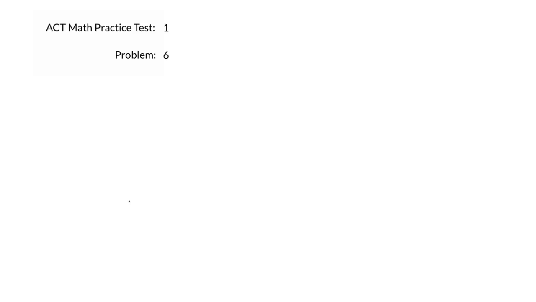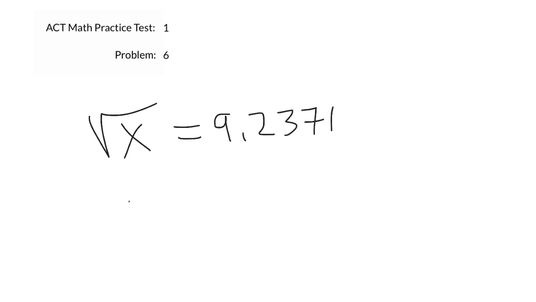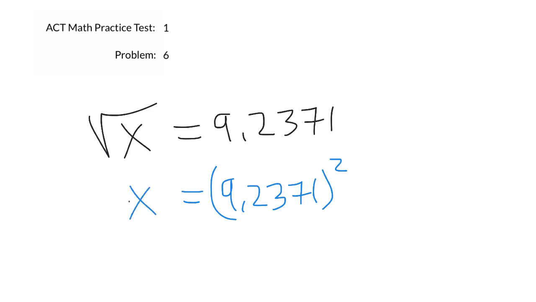Now, apparently, we took the square root of some number, we'll call it x, and we ended up with 9.2371. So it then stands to be the case that 9.2371 squared gives you x, right? In the exact same way that the square root of 25 equals 5, and therefore we know for a fact that 5 squared must therefore equal 25. Okay, so if that's true, well, this is true.